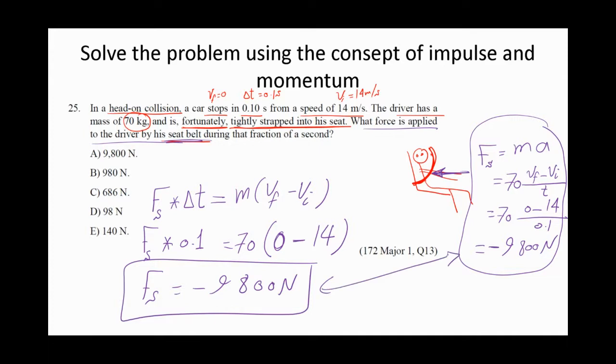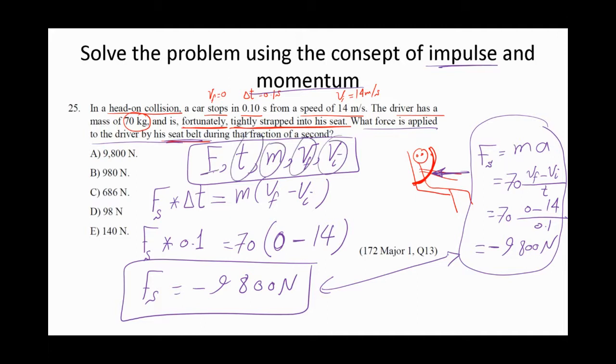So if you use Newton's second law, or if you use the concept of impulse and momentum, they will give you the same answer. So when should I use impulse and momentum? If you have the force, the time, the mass, the final velocity and the initial velocity, he gives you four of them and asks for the fifth one, which will be unknown. The fifth one might be the force, the time, the final velocity, or the initial velocity. Usually it's not the mass, but maybe the mass, why not?